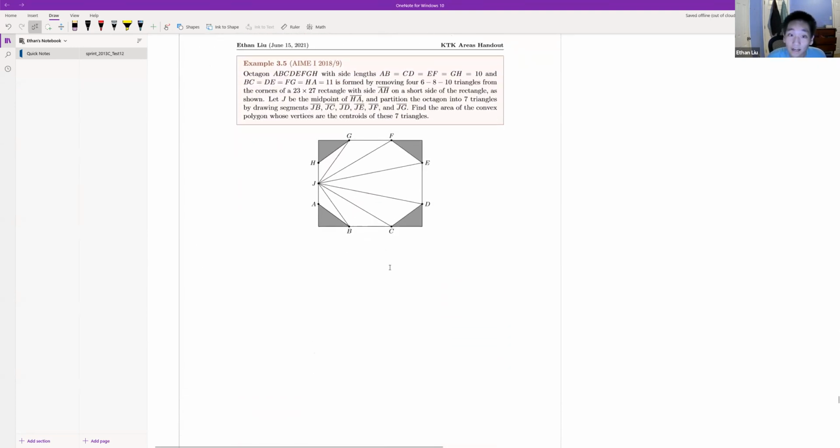Okay. Now problem number 9. We are getting gradually harder. But this problem: Octagon ABCDEFGH, right? And so these sides are equal. These are all 10. And these are 6, 8, 10 triangles, right? So then this is, oh wait, sorry, I am being silly. These are not 10. These are 11. These are 10.